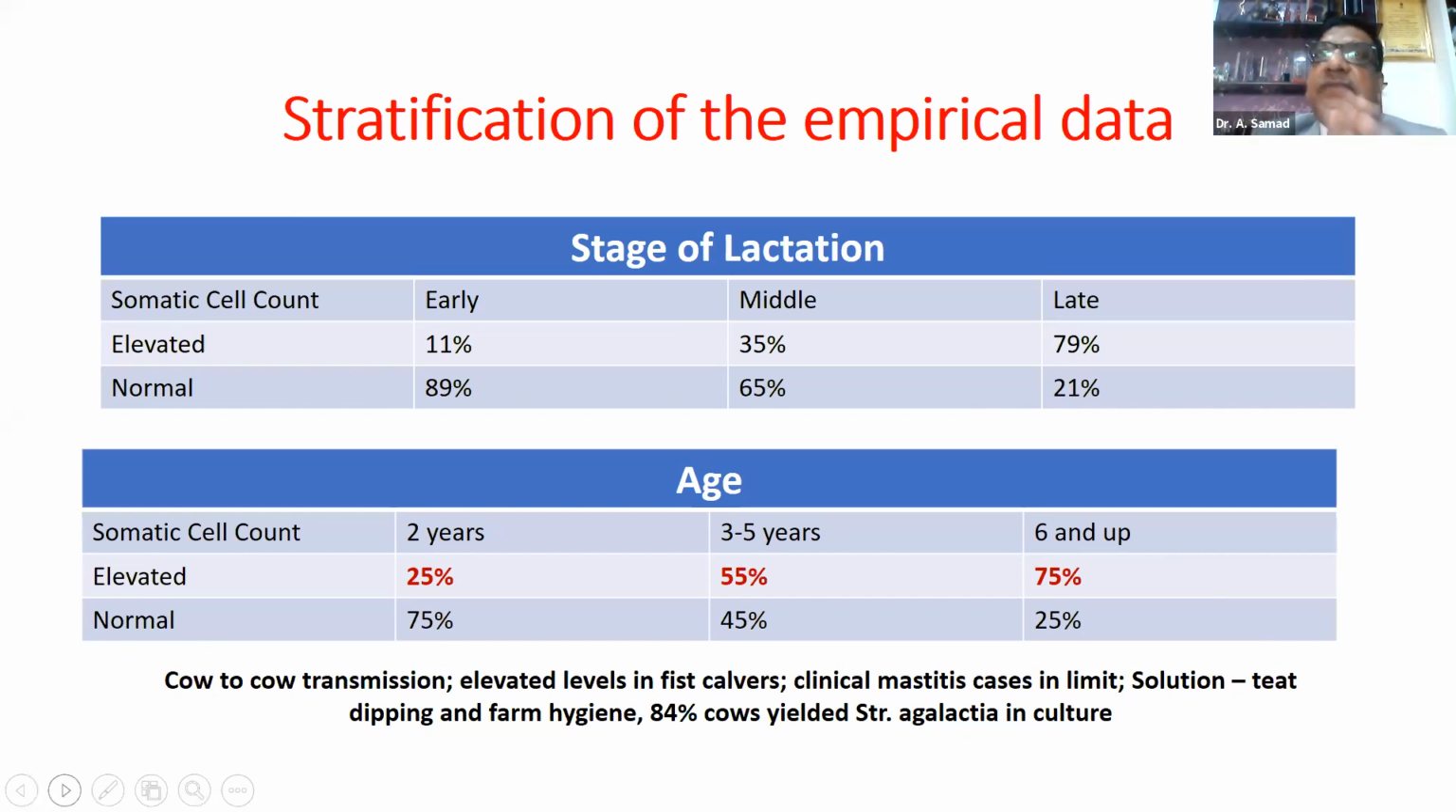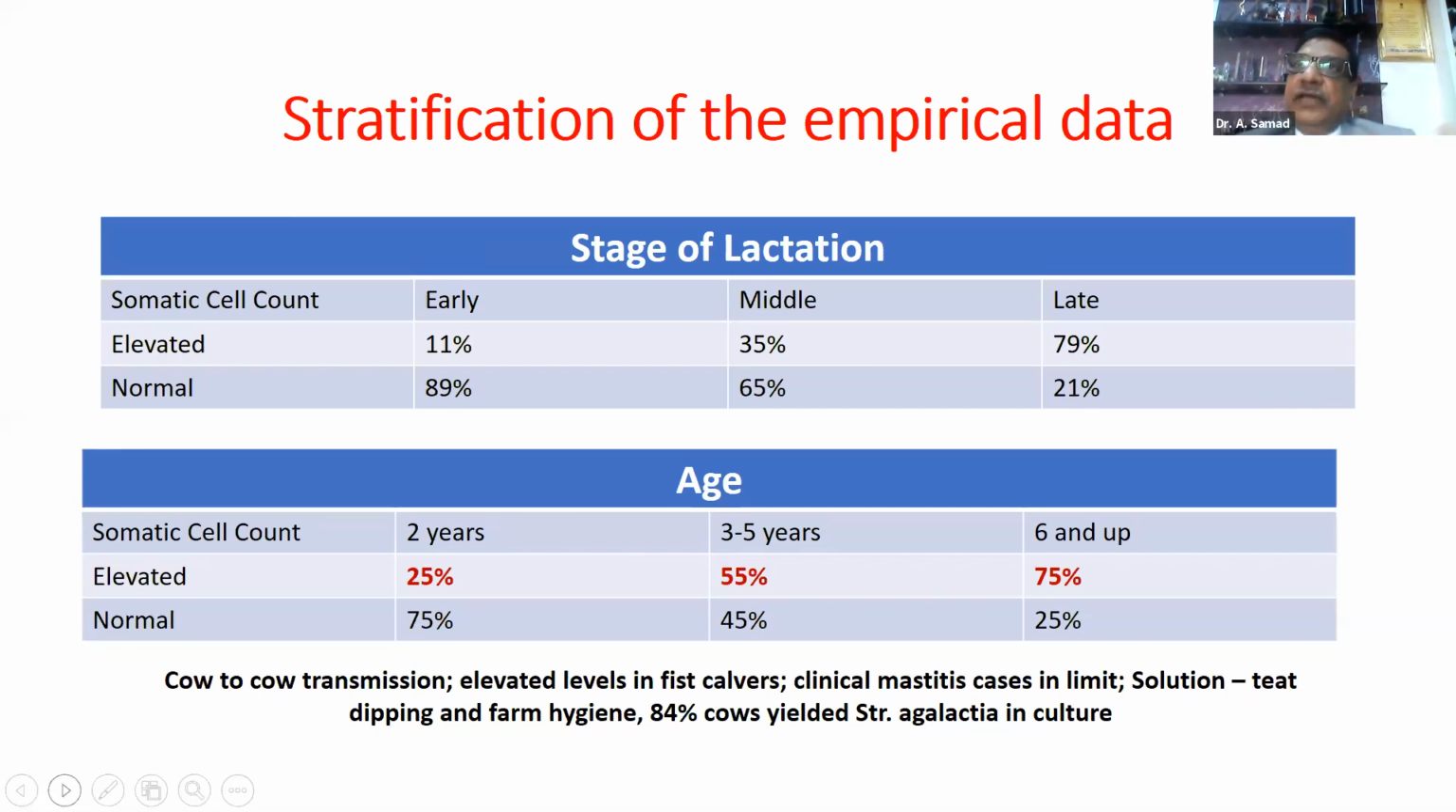And then the data is divided into early, middle, and late lactation. And this is important to understand because based on this, I would be having a control strategy or a treatment strategy. So I'd like to find out how many are those cows which are in early lactation, middle lactation, and late lactation.